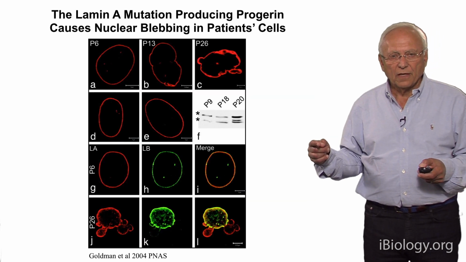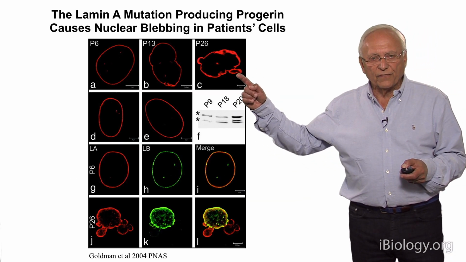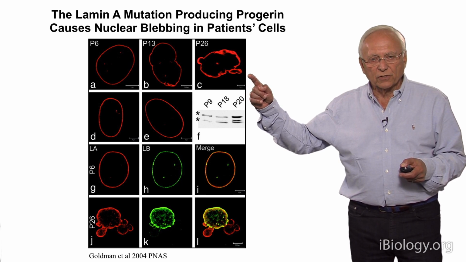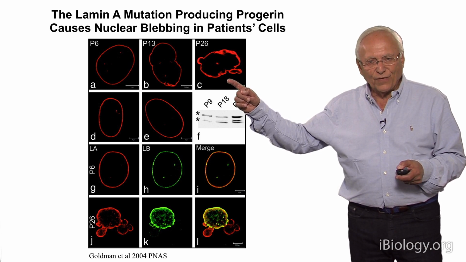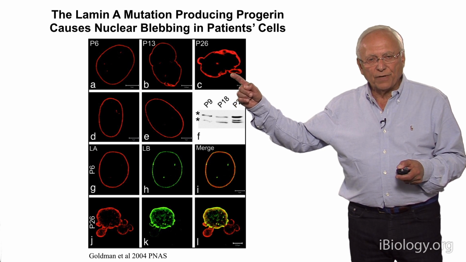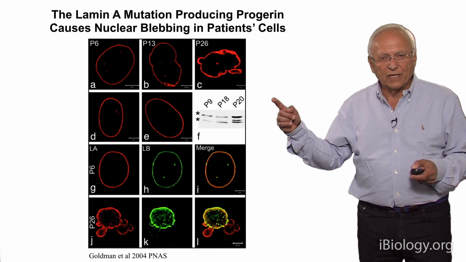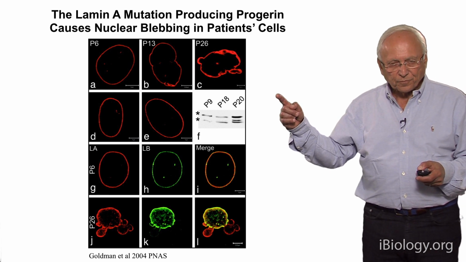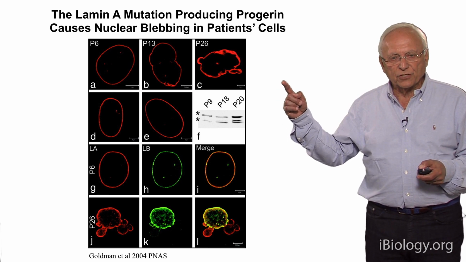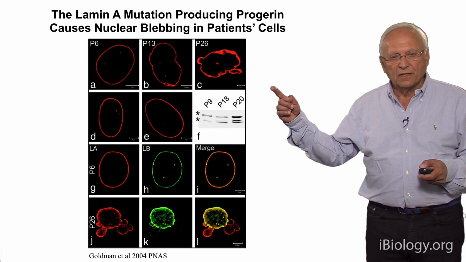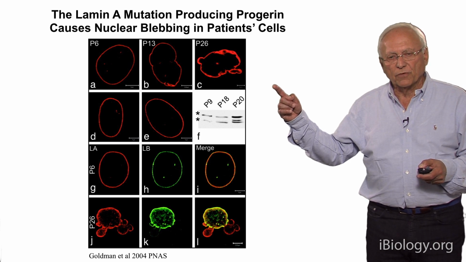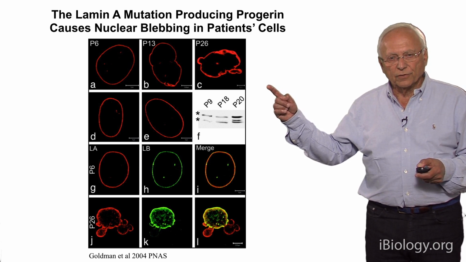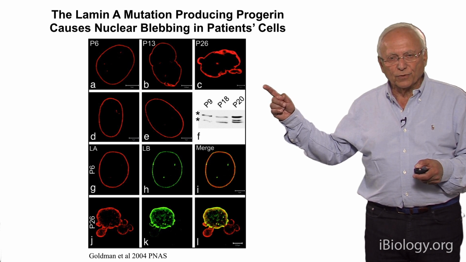And it turns out that years ago we found that if one looks at the nuclear lamins in these patients at early passage skin fibroblasts, one finds here at passage 6, 13, and 26 of the same patient cell that the nuclei become progressively misshapen. So one of the hallmarks of progeria that's been widely used is the dysmorphology of the nucleus. And these nuclei are called bleb nuclei.